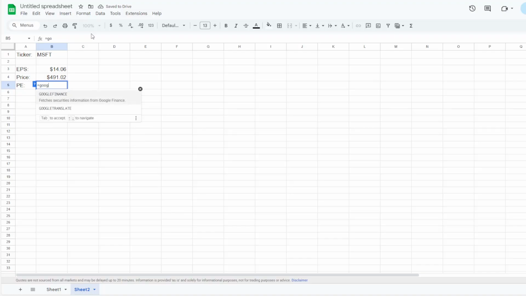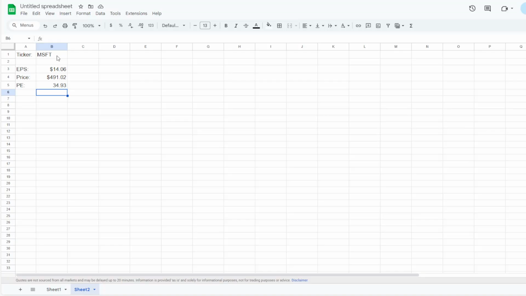So I'm going to say equals GOOGLEFINANCE. I'm going to click on the Microsoft ticker, and in quotes, I'm going to put PE, the price to earnings ratio. Remember what PE is. For example, for Microsoft, it's about 35. What that means is you are paying Microsoft $35 right now for them to earn you $1 in profit, okay?